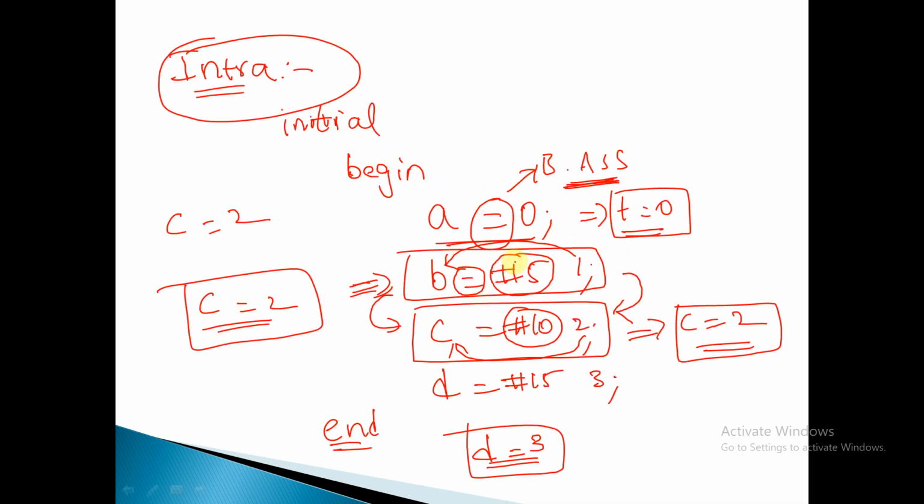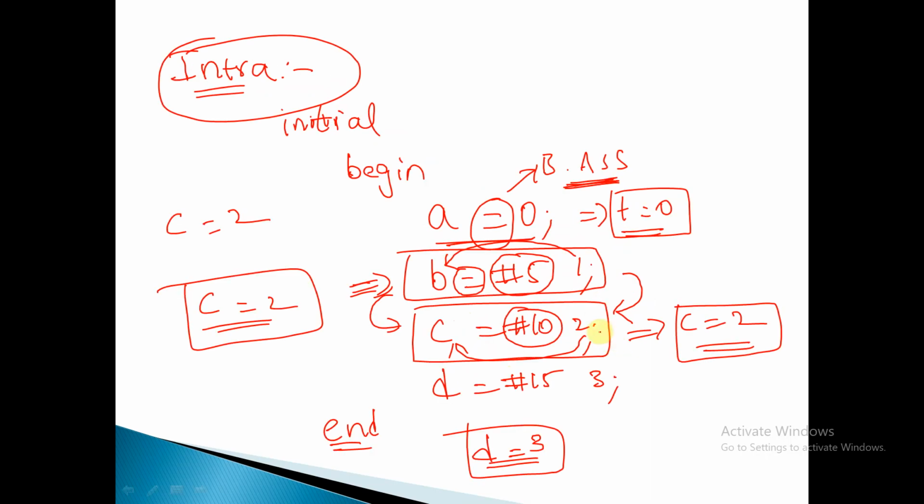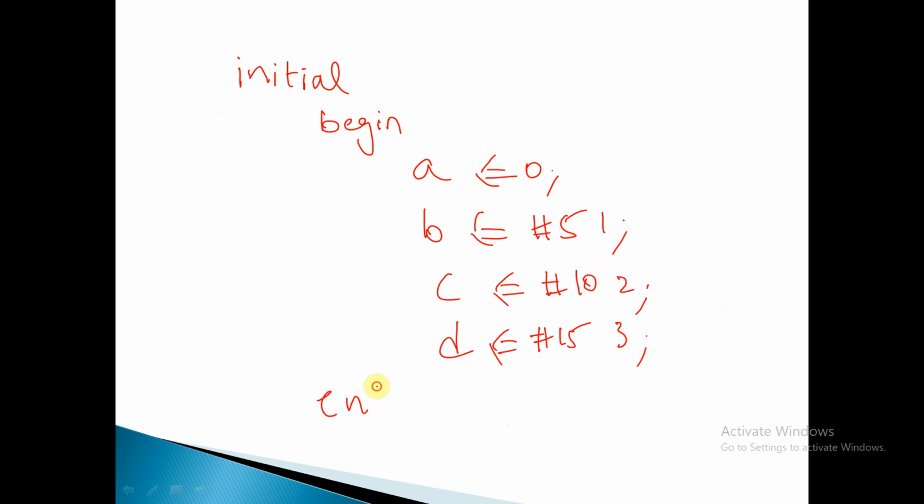Now let us take the case of non-blocking. Initial, begin, A non-blocking of 0, and B non-blocking of #5 1, C non-blocking of #10 2, and D #15 3. End. Now tell me, after how many time units my C will be equal to 2?